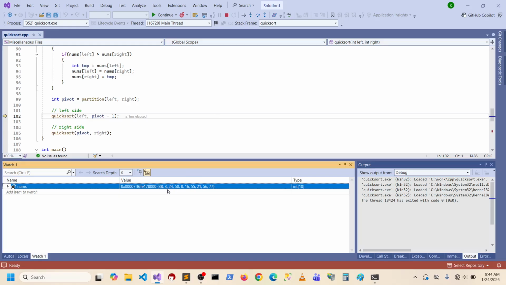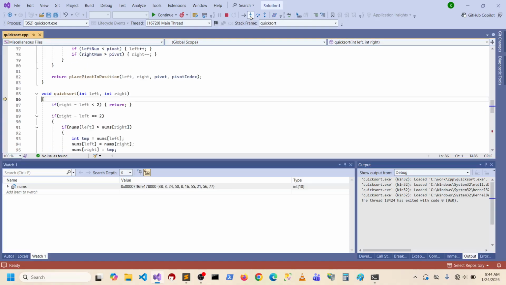So now we gotta do the left side and then the right. There's nothing to do on the right. Everything's in place, at least on that one. 987. Okay, that's correct.